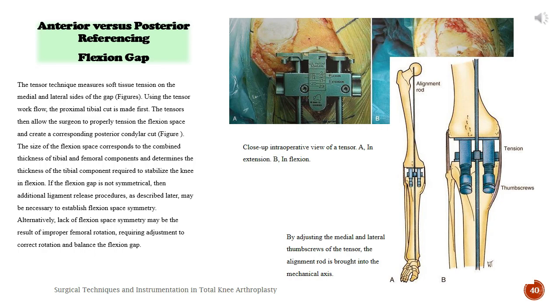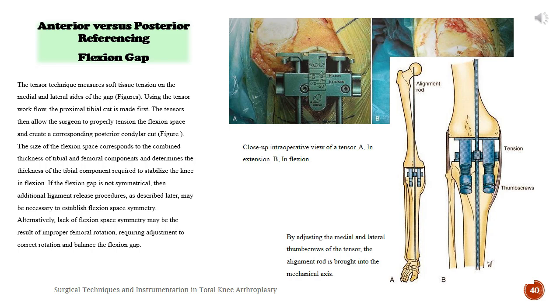The size of the flexion space corresponds to the combined thickness of the tibial and femoral components and determines the thickness of the tibial component required to stabilize the knee in flexion. If the flexion gap is not symmetrical, then additional ligament release procedures, as described later, may be necessary to establish flexion space symmetry. Alternatively, lack of flexion space symmetry may be the result of improper femoral rotation, requiring adjustment to correct rotation and balance the flexion gap.